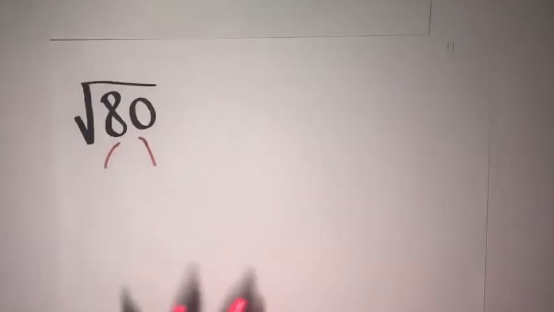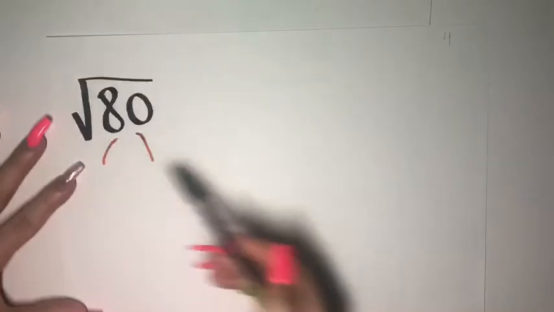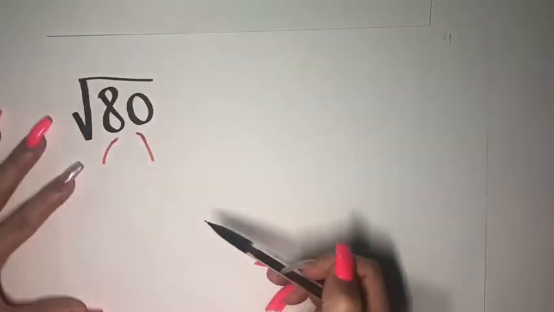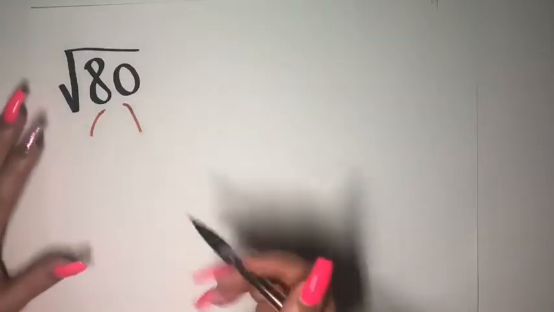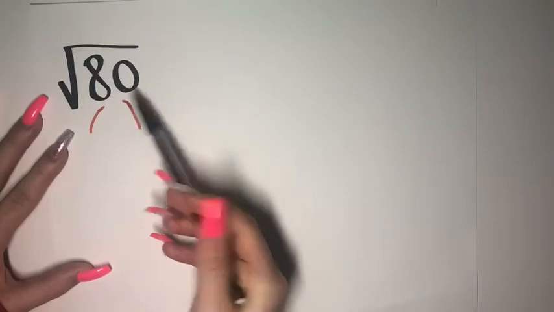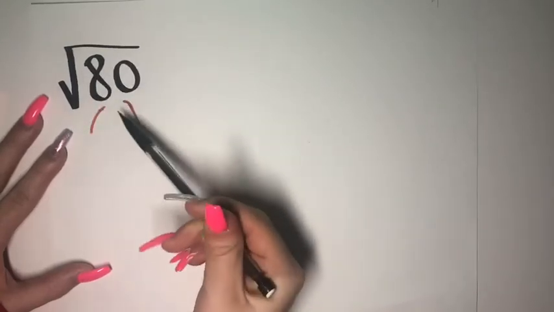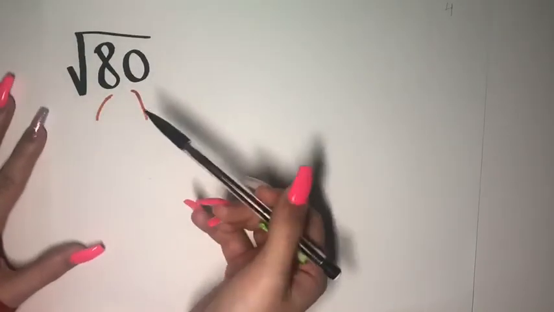So the number 80, for example. How do we simplify the square root of 80? For me, the easiest way to do this is by making a factor tree. So what you do is you divide the number by 2. That's what I'd do. But if you have a number that you can't divide by 2, then you would divide it by 3. But if you can't divide it by 3, you divide it by 4 and so on.